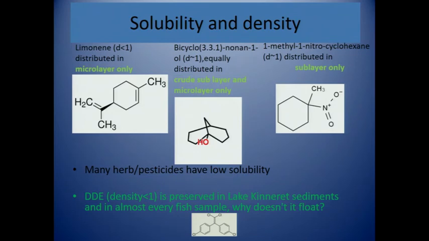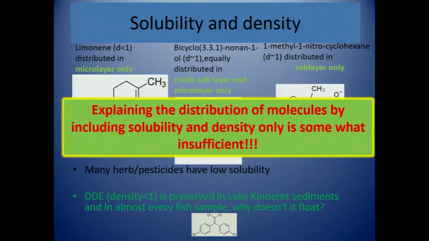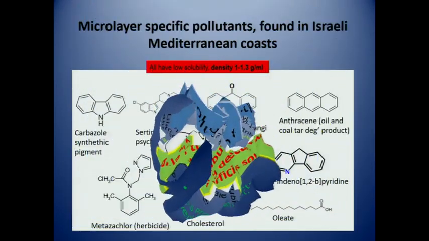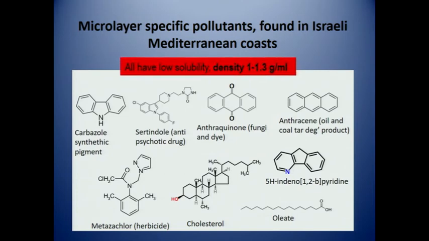The density is lower than 1, but it's almost never found in the microlayer. In sediments, yes. In the microlayer, not. So most likely, it is not that good an explanation, and you can move on and try to elaborate on something else. Just adding to this fact, all these compounds that are rather hydrophobic and don't dissolve in the water have a density of more than 1. They should have sunk, but they didn't.